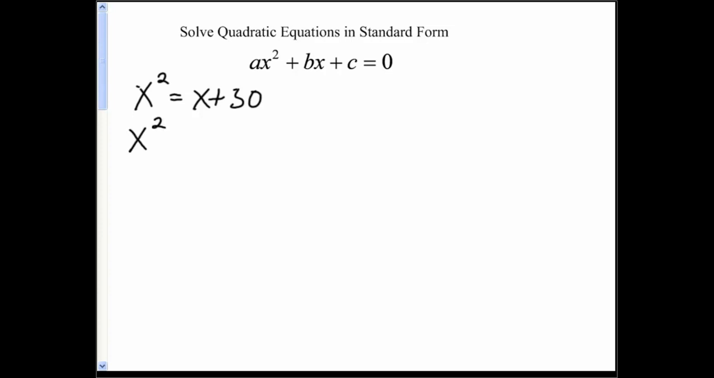rewritten. So if we move the x over to the other side of the equation, it becomes negative. If we move the 30 over to the other side of the equation, it becomes negative. So now this equation has been set equal to 0.